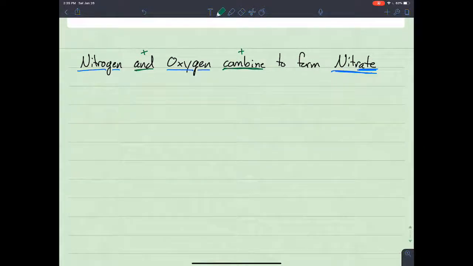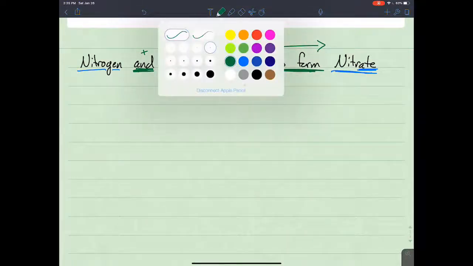Like for this, you would have written NO together, but when you see the word "and" or "combines," that's telling you they're separate things on the reactant side, and then they're combining to form. When you see something along the lines of "to form," that's telling you that's your reaction arrow. So the reactants on the left are coming together, reacting to form nitrate. Okay, so how would this be written out?